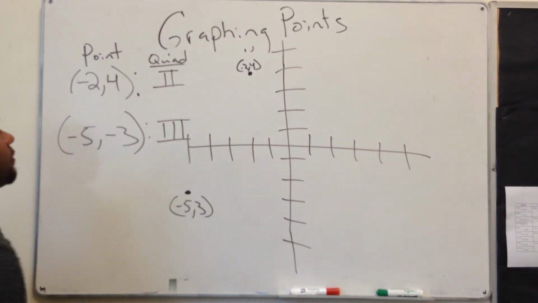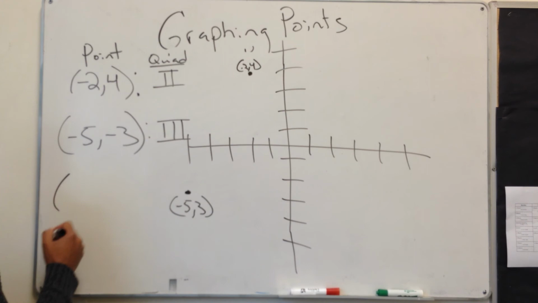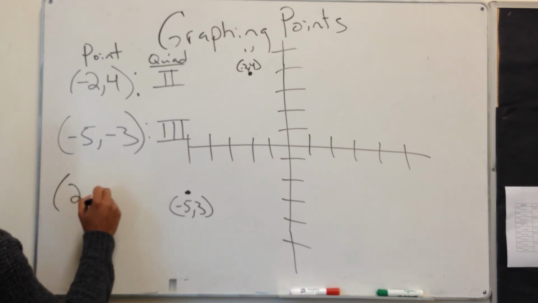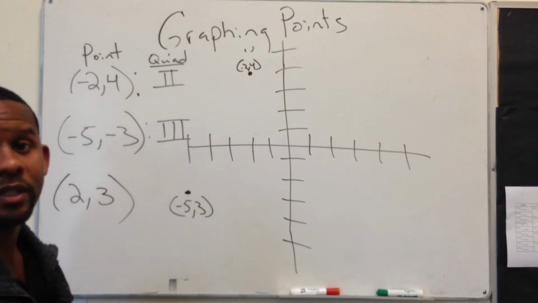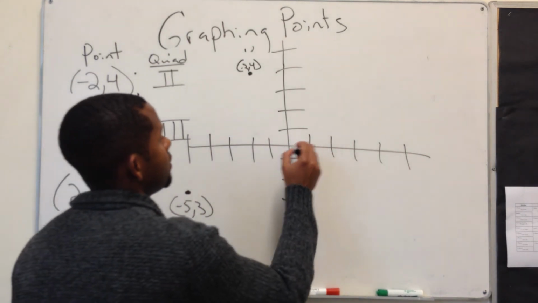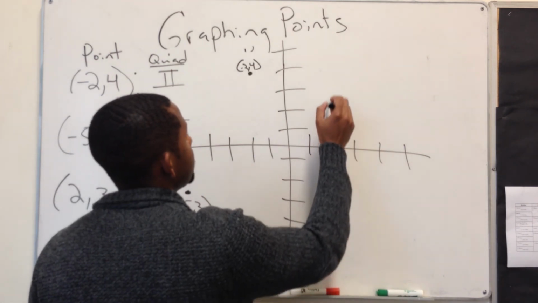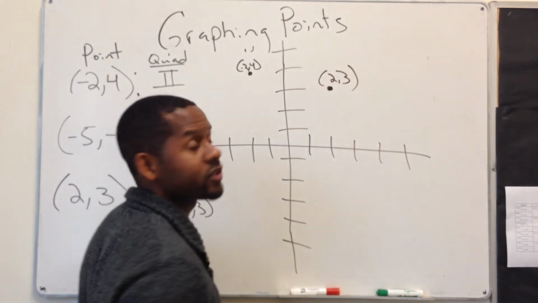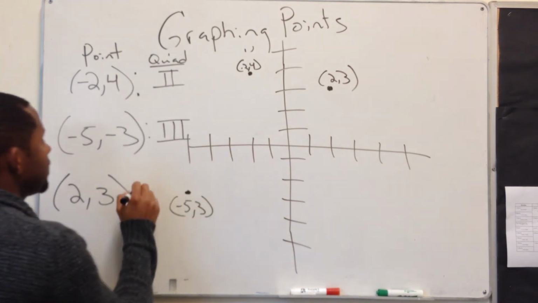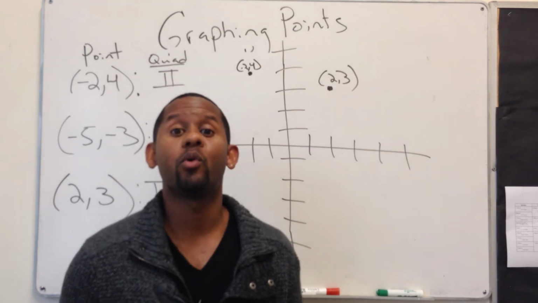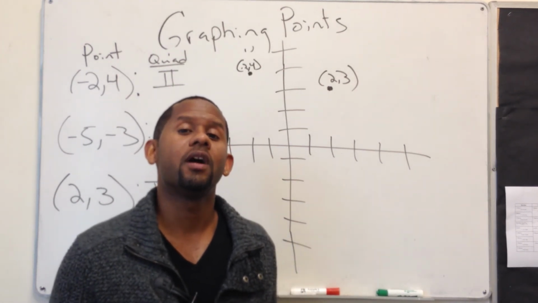Do the same thing for this point. It's going to say 2, 3. Graph the point 2, 3 and tell me what quadrant it's in. 1, 2 on x, 1, 2, 3 on y. There's the point 2, 3. What quadrant is that? Oh yeah, it's quadrant 1. That's graphing points, the quick and simple of it.